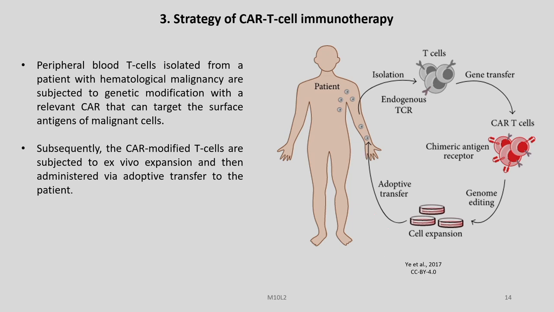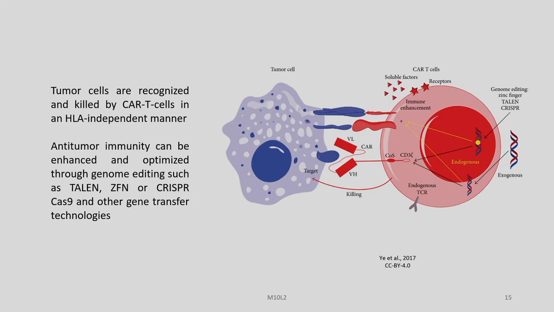So, peripheral blood T cells isolated from a patient with hematological malignancy are subjected to genetic modification with a relevant CAR that can target the surface antigens of malignant cells. Subsequently, the CAR modified T cells are subjected to ex vivo expansion and then administered via adoptive transfer to the patients, as already described. Tumor cells are recognized and killed by CAR T cells in an HLA independent manner. Anti-tumor immunity can be enhanced and optimized.